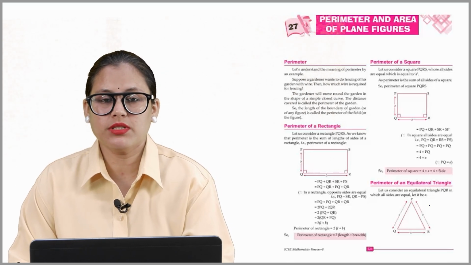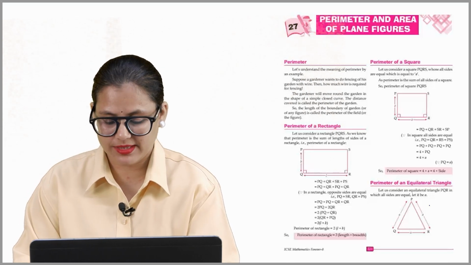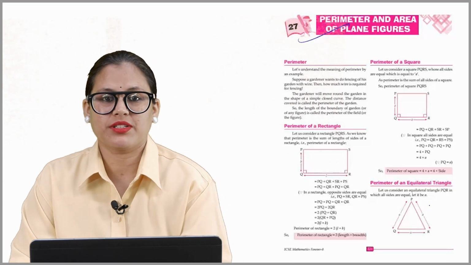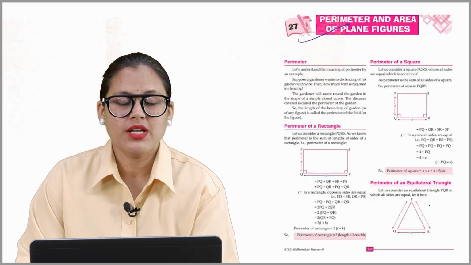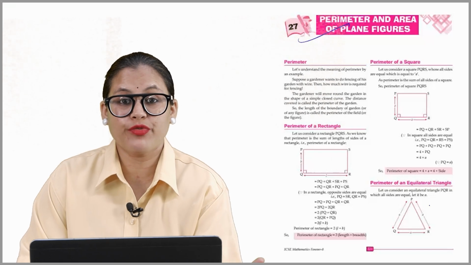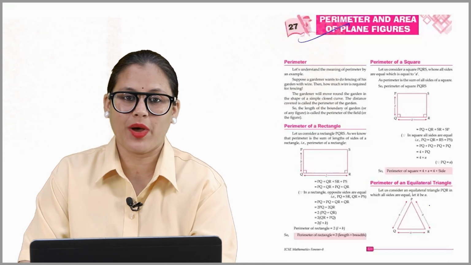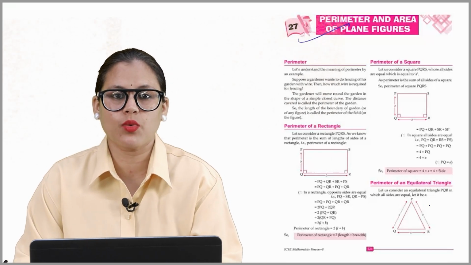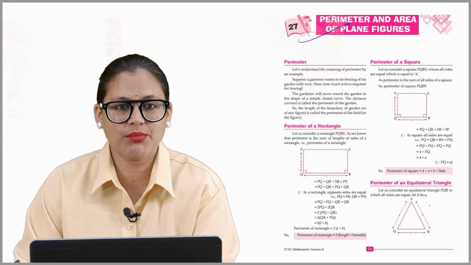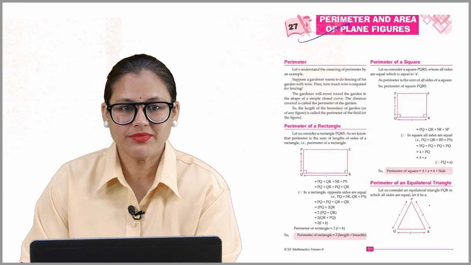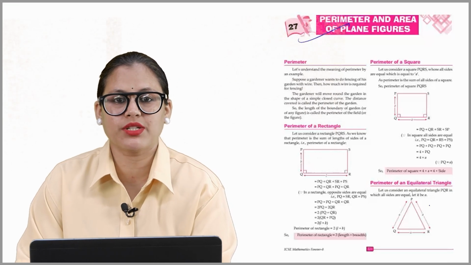Let's start today's chapter, perimeter and area of plane figures. Perimeter. Let's understand the meaning of perimeter by an example. Suppose a gardener wants to do fencing of his garden with wire. Then how much wire is required for fencing? The gardener will move around the garden in the shape of a simple closed curve. The distance covered is called the perimeter of the garden.